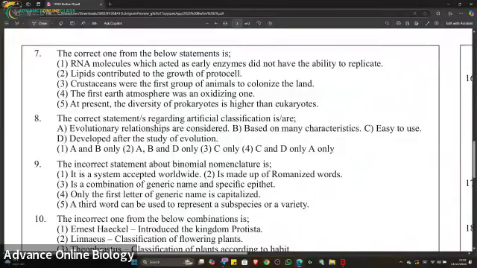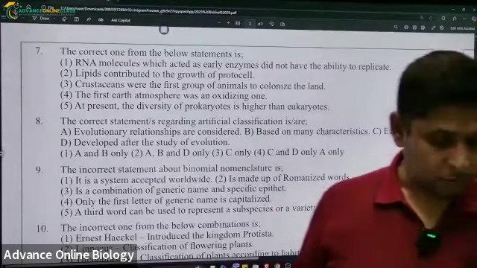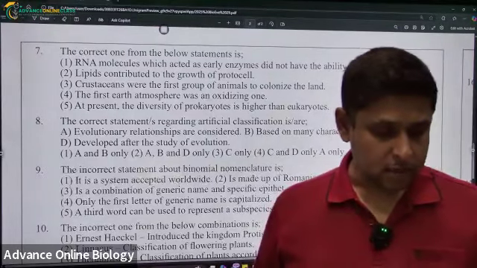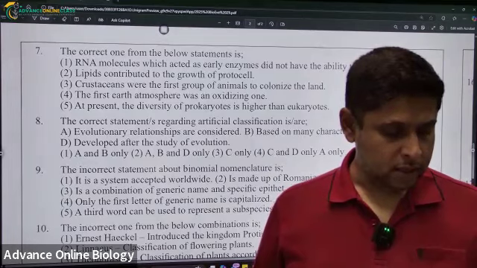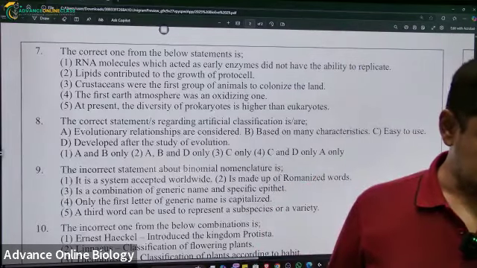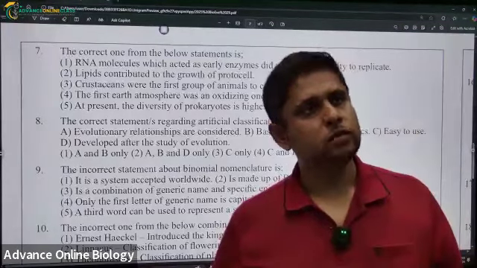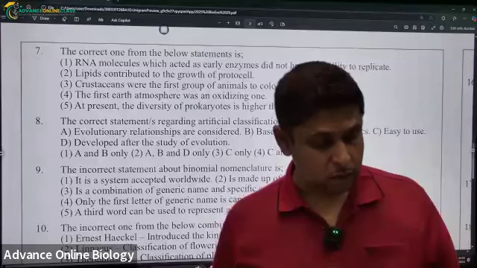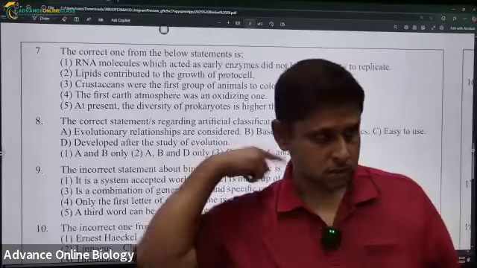Question number 7. The correct one from the below statements. Check them, people. RNA molecules which act as early enzymes did not have the ability to replicate. They are asking for the correct one. Wrong, RNA had the ability of replication, so the first statement is wrong. Lipid contributed to the growth of the protocells.